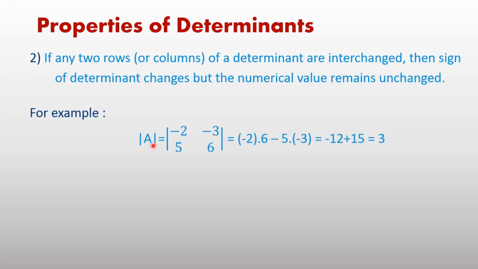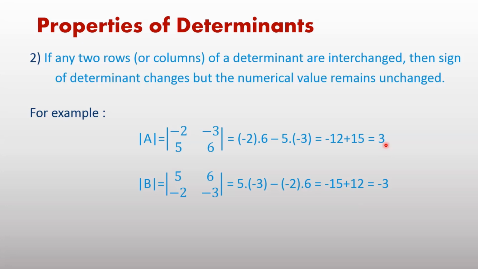For example, determinant A is written here. If we interchange any two rows, B is written by changing the first row and the second row. In place of the first row, the second row is written, meaning 5, 6, and in place of the second row, the first row is written. Now calculate: minus 3. The determinant of A equals 3.